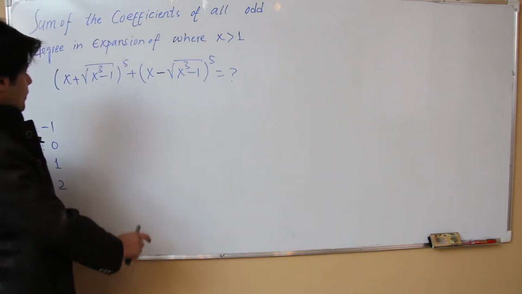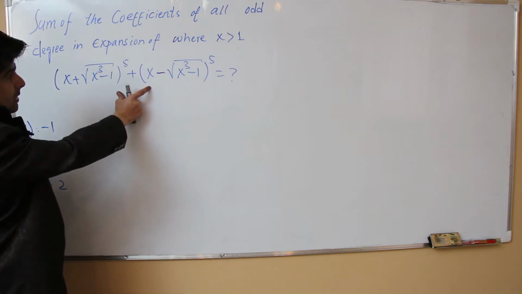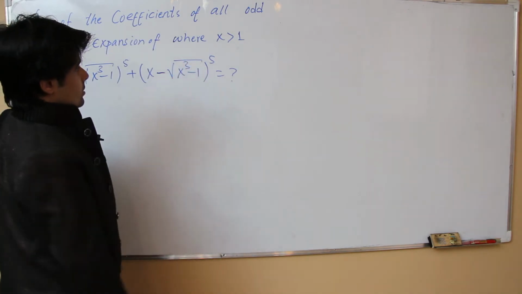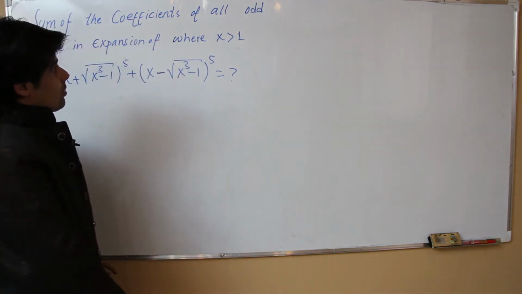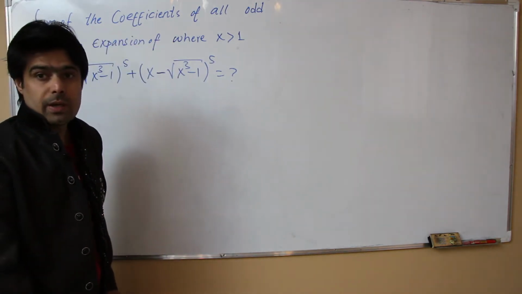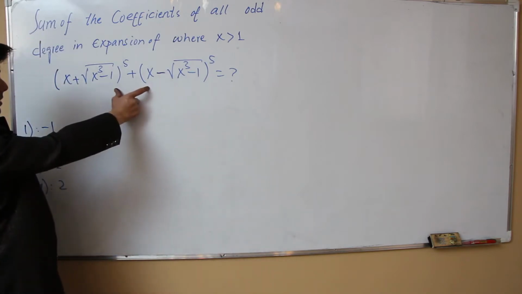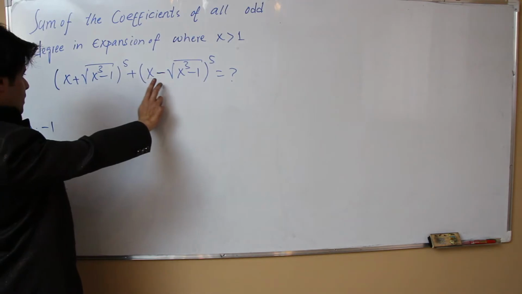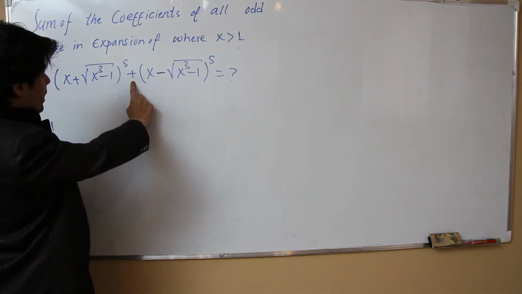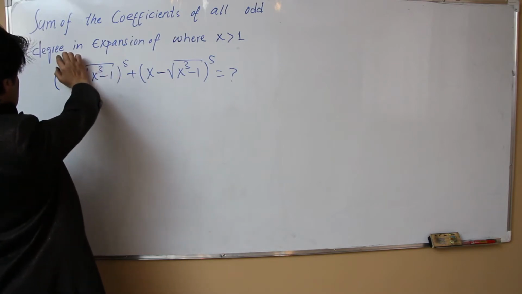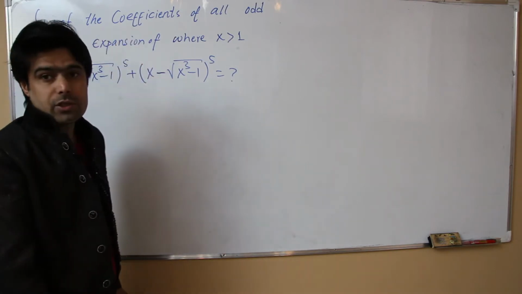We have an expansion of this statement where x is greater than 1. And now what is the sum of the coefficients of all odd degrees? It means we have to find the expansion, then we should add this statement and this statement with each other, then find the odd degrees and sum the coefficients.